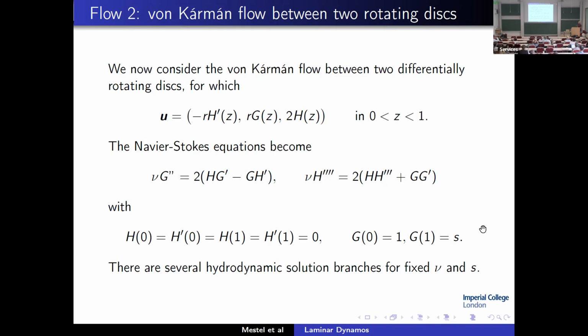And that's the form of the solution. G is the toroidal velocity, the swirl, and the Navier-Stokes equations just reduced to two ODEs, such as these, which you can then solve, subject to no-slip conditions for the poloidal velocity, but the toroidal velocity is driven. In this case, one of the disks is rotating at speed 1 and the other at angular velocity s. And then you have two parameters, nu and s.